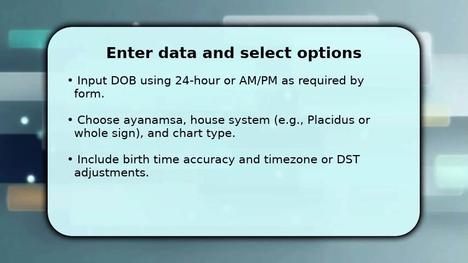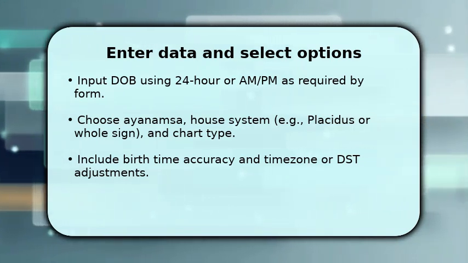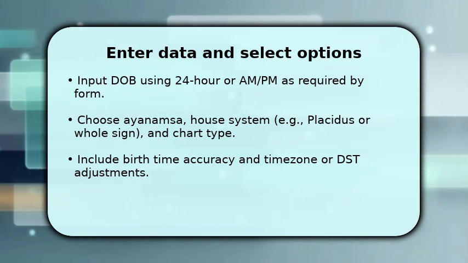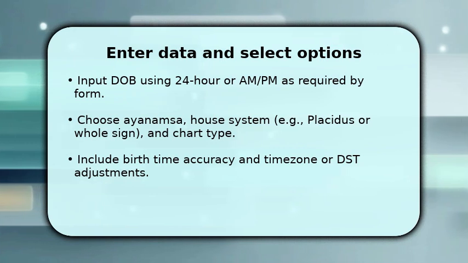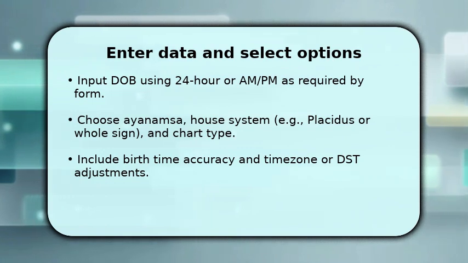Type the DOB and birth time exactly, select time zone or let the site detect it automatically. This prevents hour errors. Next, choose INAMSA and house system, choose whole sign for simplicity or Placidus for Western compatibility, and pick your desired chart types like natal, divisional, or transit charts.